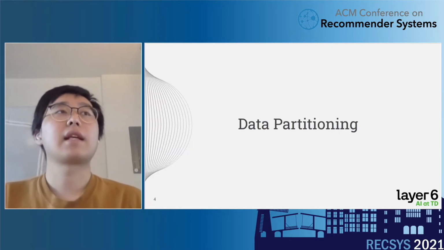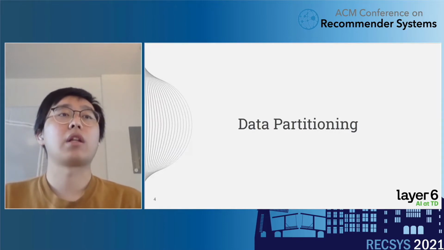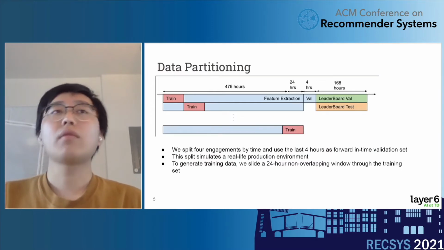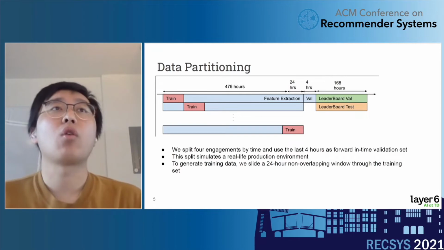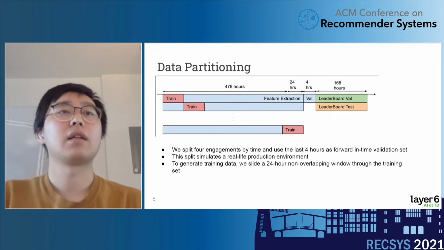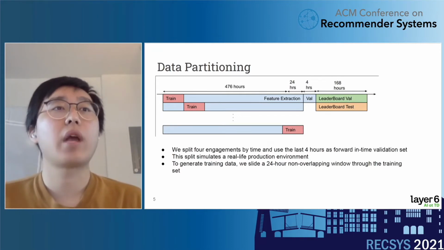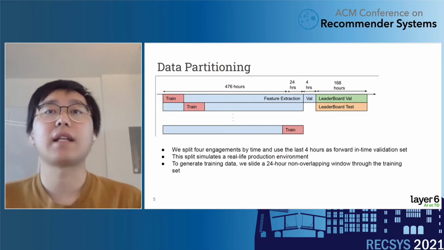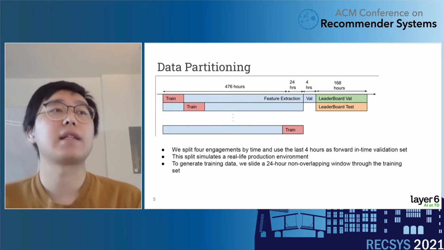So first, let's take a look at our data partitioning strategy. This graph is a high-level overview of how we partition our data set. In this challenge, we are given 3 data sets in total. The training set is in blue in this graph, the leaderboard validation set is in green, and then the leaderboard test set is in yellow.